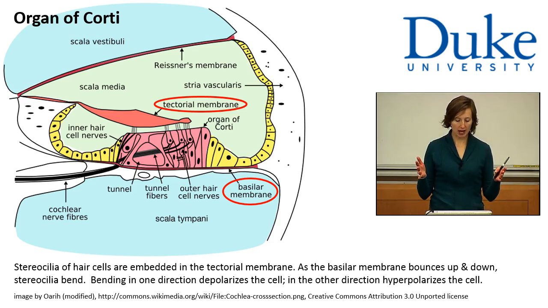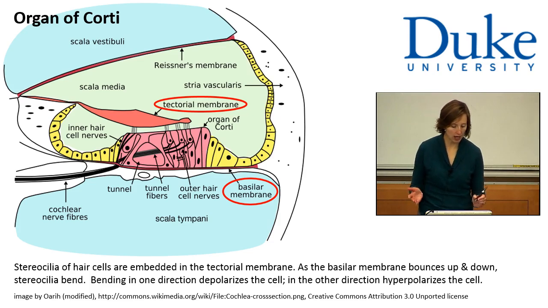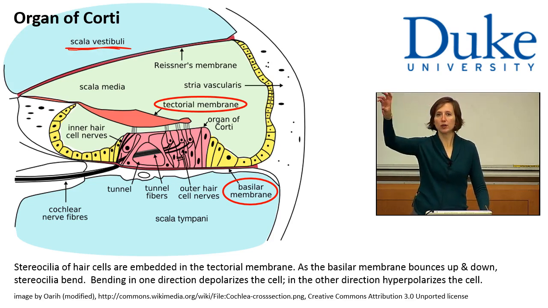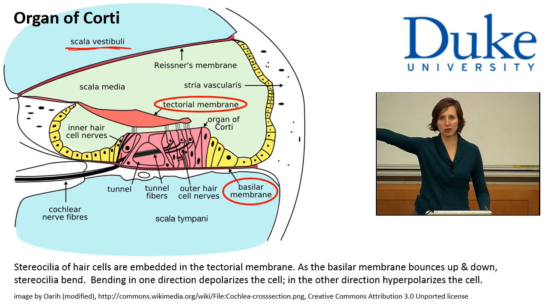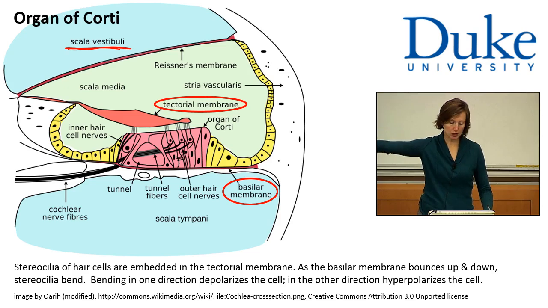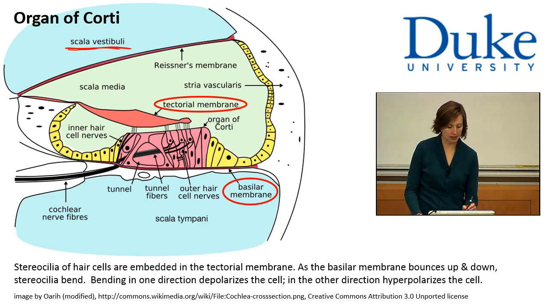So here we have a zoomed-in view of the organ of Corti, where at the top we have the scala vestibuli. And remember, that is the fluid that's right behind the oval window. So when the oval window gets vibrated, that will cause ripples of fluid to travel down the scala vestibuli. Those will travel all the way down the cochlea, make a U-turn, and come back the scala tympani.